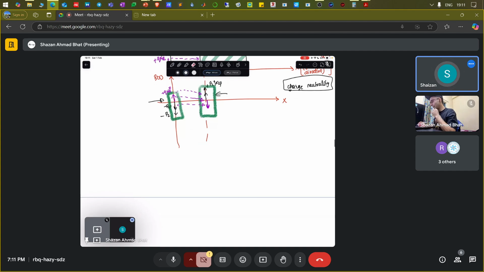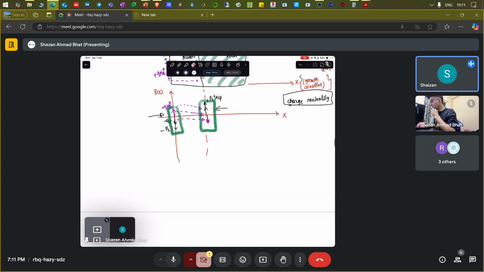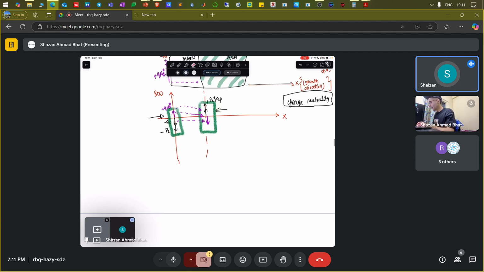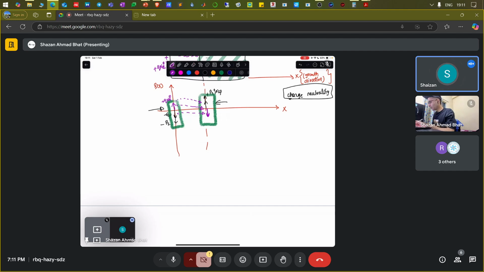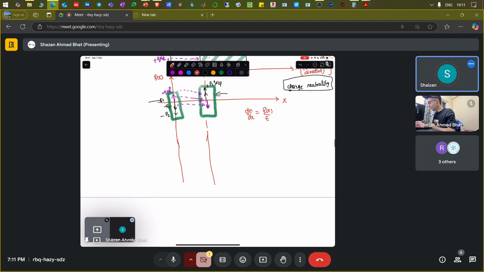Now you draw the band diagram. Now, how do you draw the band diagram? Not the band diagram, I should say the electric field. First of all, you have to draw the electric field. So when you draw the electric field profile, you know that from the Poisson equation, dE/dx equals rho(x) divided by epsilon. And you can integrate both sides. You can write dE equals rho(x) divided by epsilon times dx, integrate both sides.